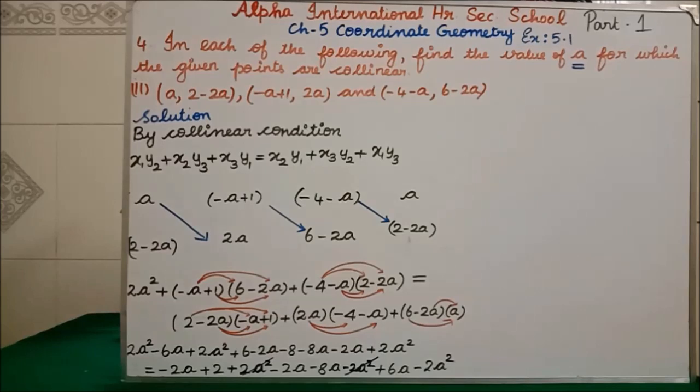Students, now we are going to start with the fourth question. In each of the following, find the value of a for which the given points are collinear. Clear? Like the second problem, we are going to do the fourth problem also, but we are going to find the value of a. Now the solution by the collinear condition.